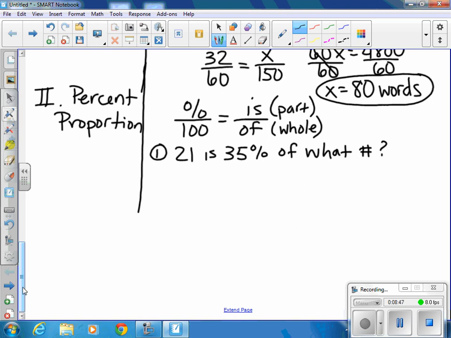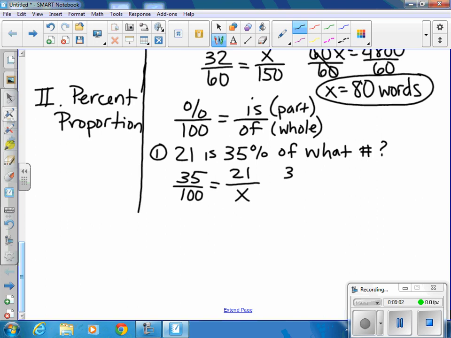Okay, you have the percentage. Percentages always go over 100, so 35 over 100 is your first ratio. The next statement says 21 is, so that is the part, your 21, and that goes on top. It said of what number? That's the number we don't know. So here's your proportion set up.